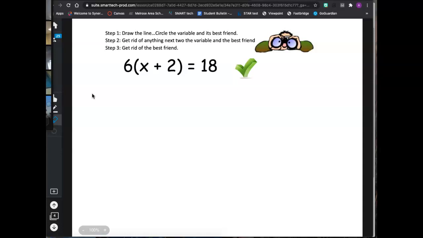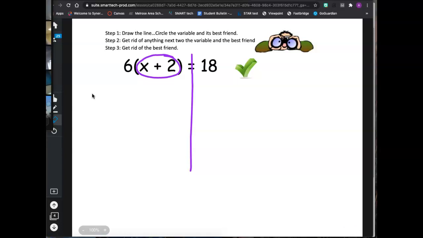Okay, so I want you to draw the line by the equal sign, because that's what we do. The variable is easy to pick out. The variable is x. What do you think the variable's best friend is this time? 2. Yeah, it's actually the 2. They're in parentheses together, so that means they stick together. When they're together in parentheses, they're best friends. So I'm going to circle the x plus 2. They have to stay together.